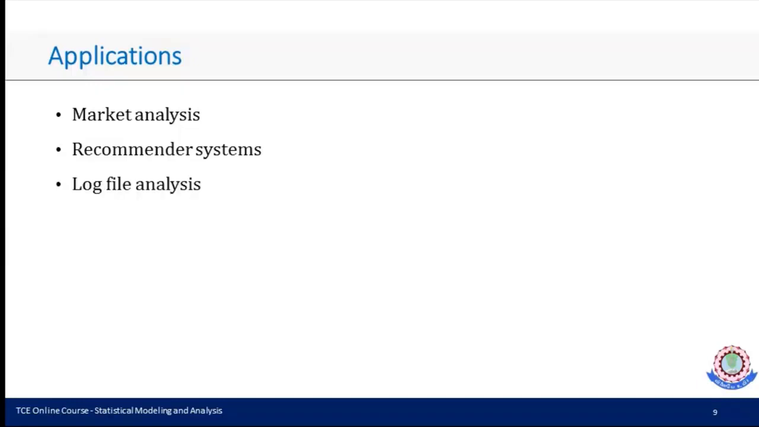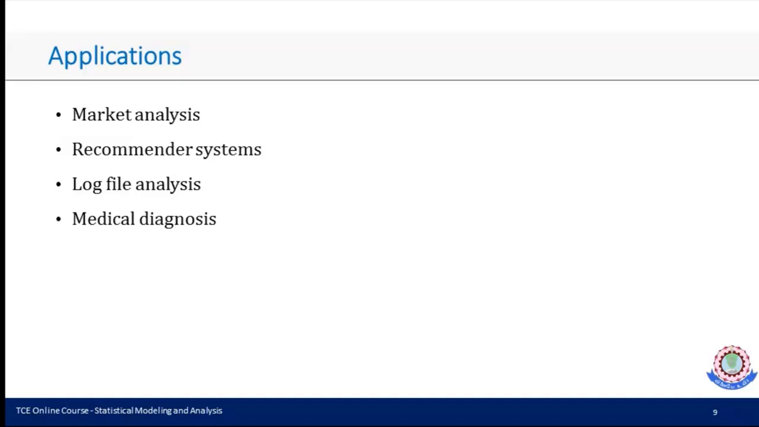And the next is log file analysis. Whatever the type of log data, we can efficiently analyze those paths which are traversed from one item set to another item set.